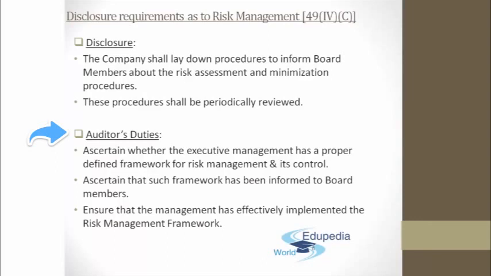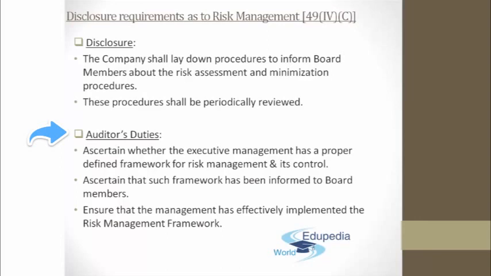And number 3, you as an auditor need to ensure that the management has effectively implemented the risk management framework and that it is applied to those activities and processes of the business and communicated throughout the organization itself. So you need to ensure that the management has effectively implemented that risk management framework within its premises or not. So these are the disclosure requirements with relation to risk management.